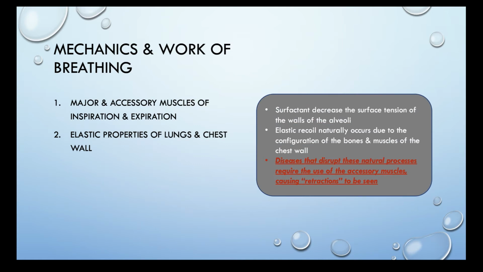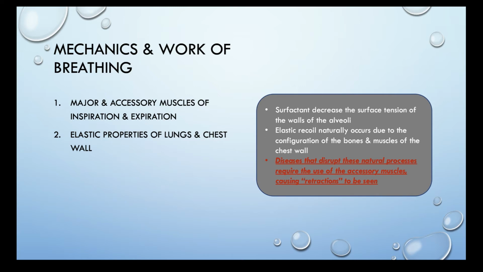The elastic properties of the lungs and the chest wall really help to give us this elastic recoil. It's an autonomic function that happens without us thinking about it, though we do have control and we can breathe as fast or slow as we want purposefully, but we naturally do this, and that's based on the process of elastic recoil. Also, like I had stated, the surfactant, decreasing the surface tension in the walls of the alveoli, really helps to make this process work smoothly.